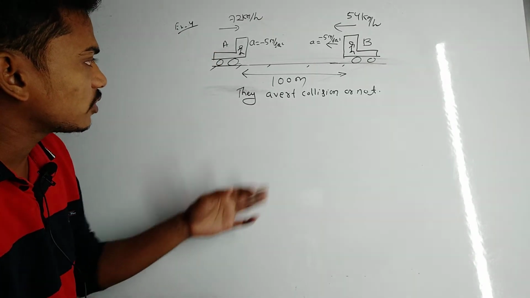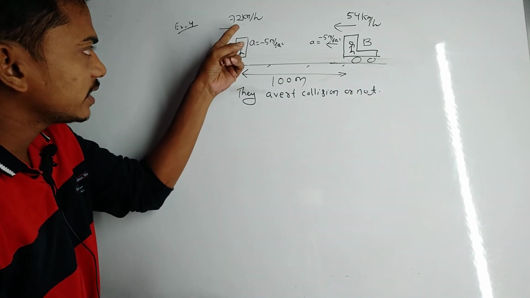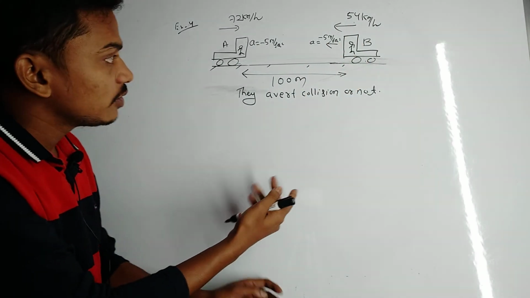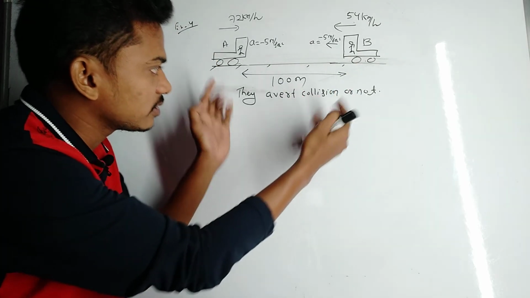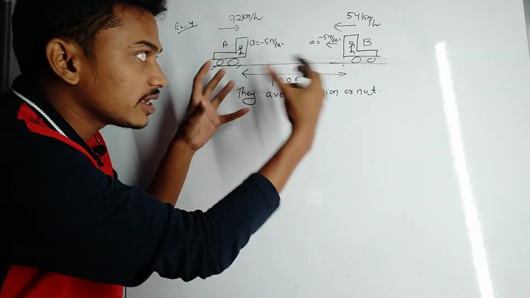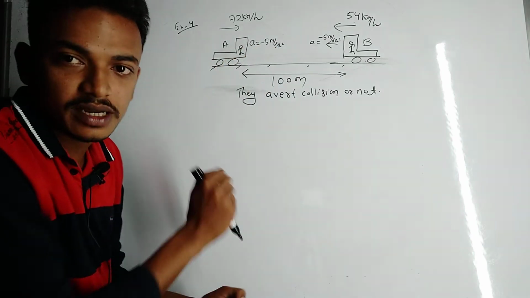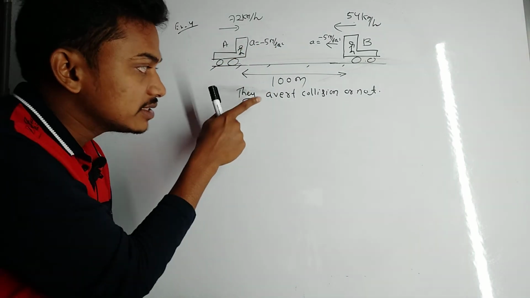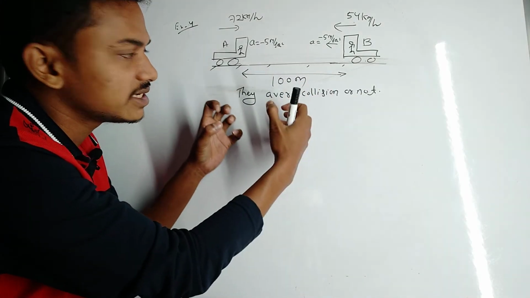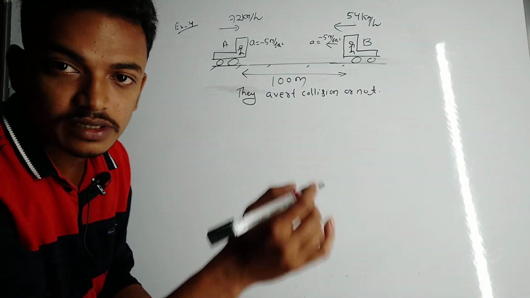Then comes the next example. Two trucks A and B are traveling towards each other. Truck A is at a speed of 72 km per hour and B is at 54 km per hour. When they spot each other, the separation is 100 meter. They immediately apply the brakes and retard with acceleration 5 meter per second square. The question is, will they avoid collision or not? Means, will they face an accident or not? So pause the screen and try to solve it yourself. Now see the solution.